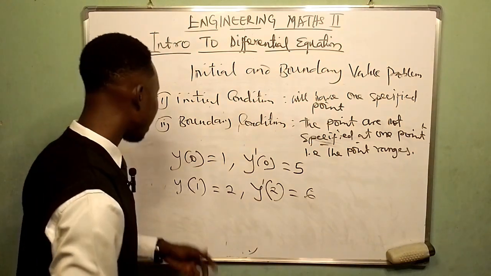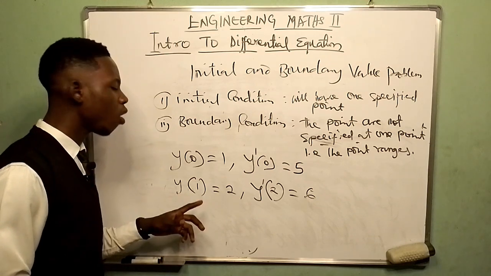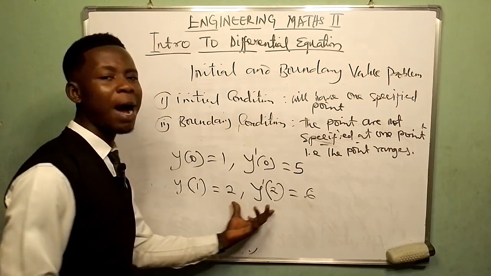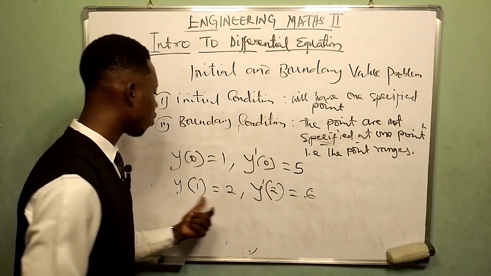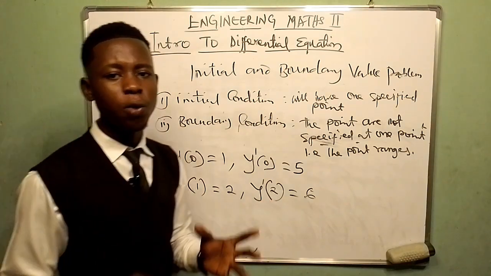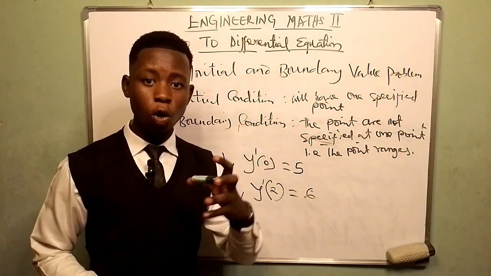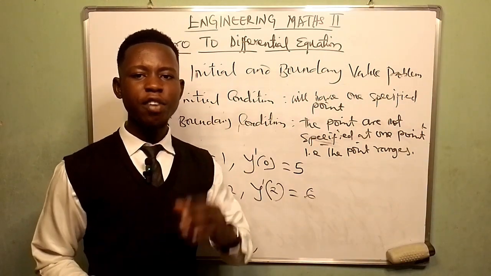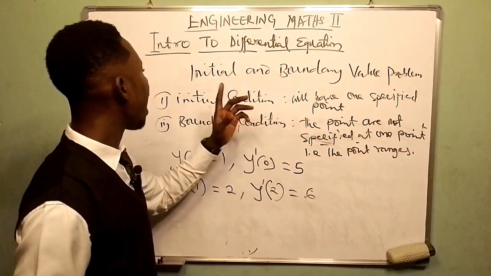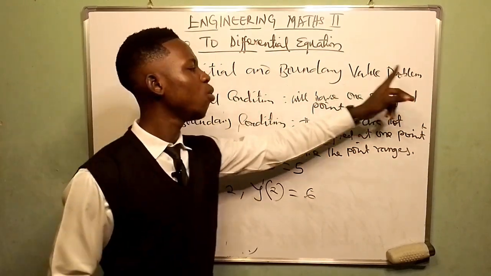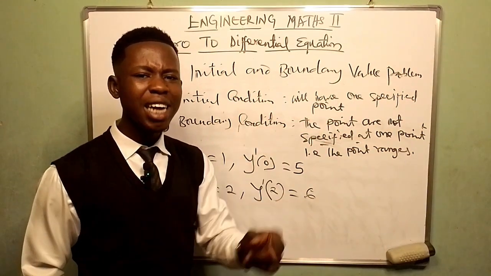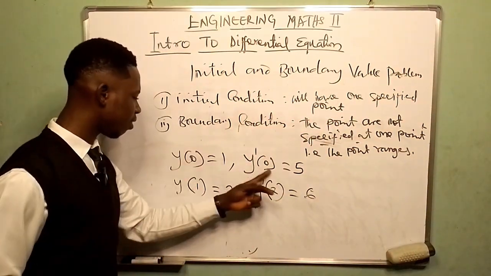But at the point whereby the point ranges from one number to another, we call that a boundary condition. Now, note this. Any differential equation with an initial condition is called an initial value problem.